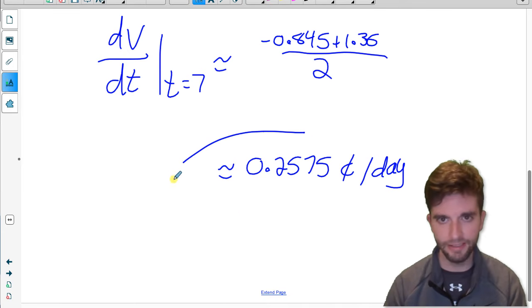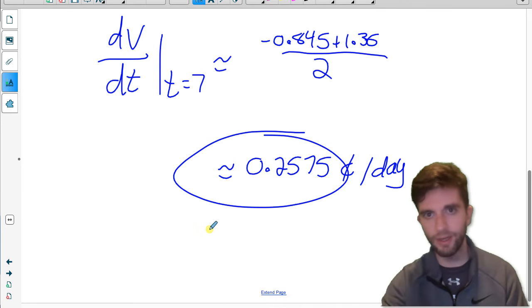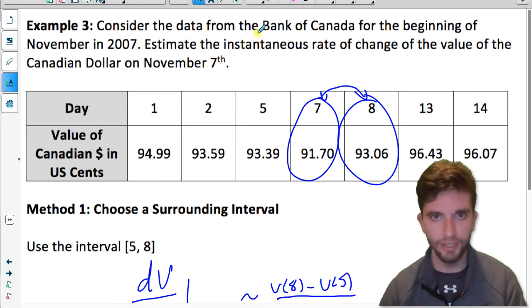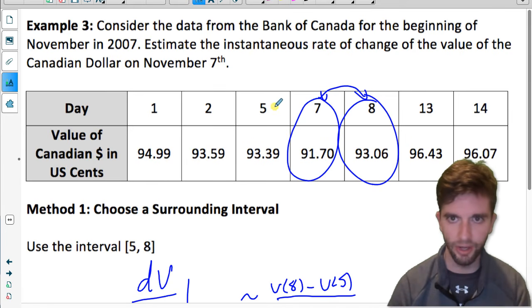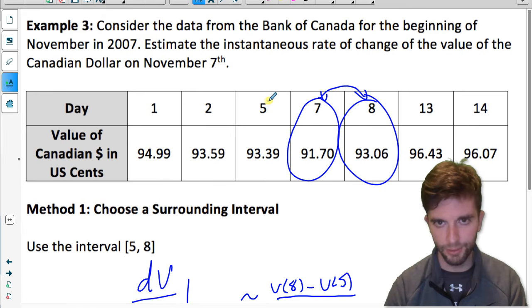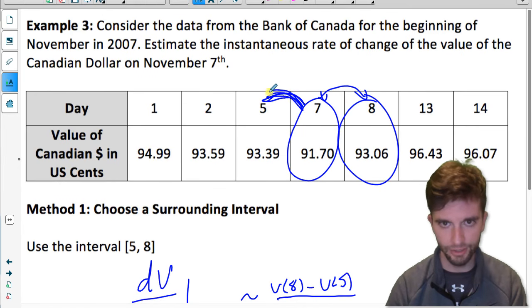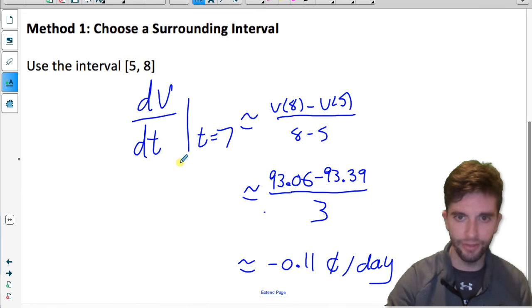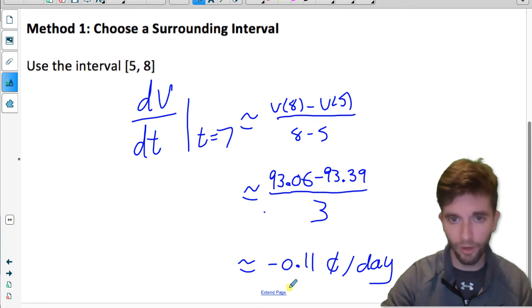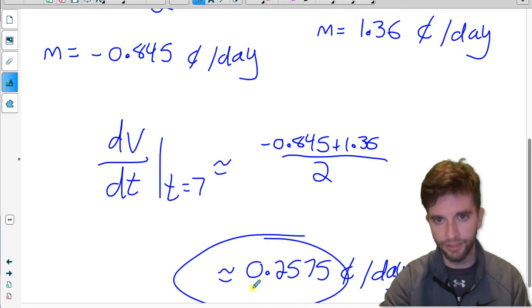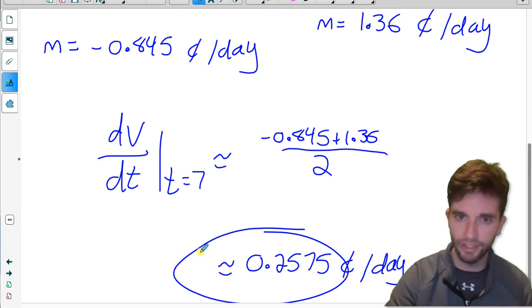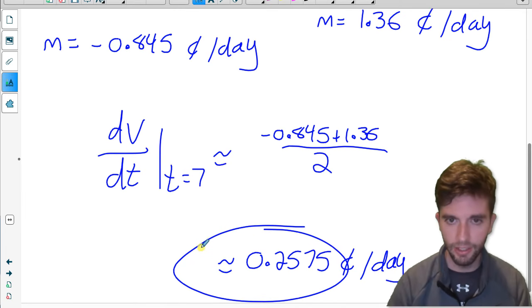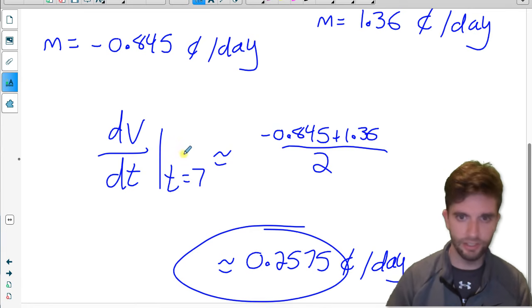Notice this one is a different answer than we got using method 1, and this time they're different because the intervals that we used are not evenly spaced. The interval between day 5 and 7, those are 2 days apart, and between day 7 and day 8, that's only 1 day apart. So when those intervals are not evenly spaced, these two methods can give you different answers. One of them tells you the value of the dollar is decreasing on November 7th. The other one tells you the value of the Canadian dollar is increasing on November 7th. So two different answers. Neither of them are exactly correct. These are just estimates.